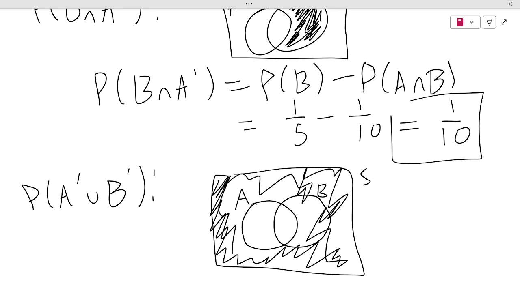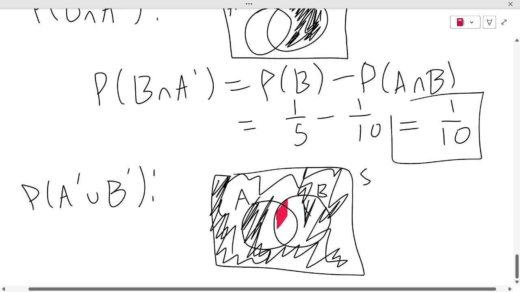But then it's also saying not B. So that's everything outside of the B circle. So really the only thing we don't want to include, that's a poor drawing, is this. We don't want to get this middle intersection right here. That's the only part we don't like.